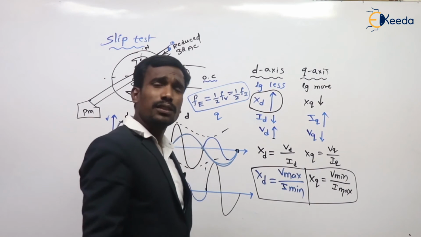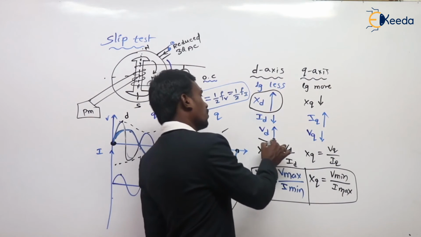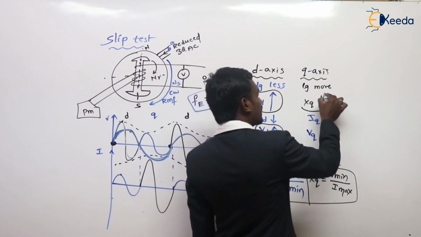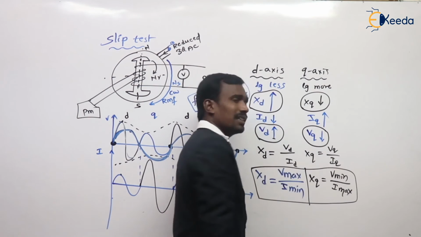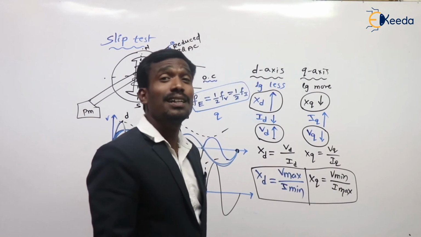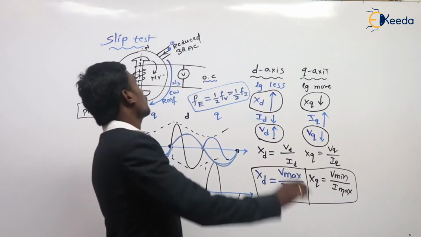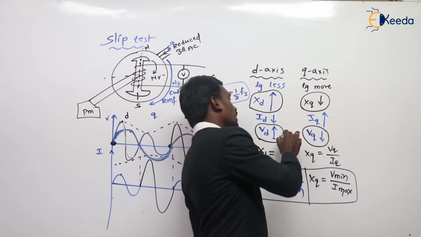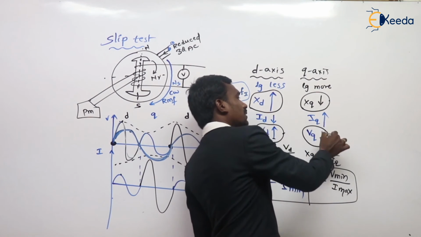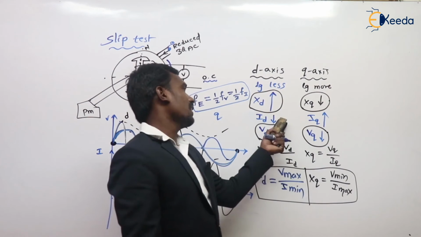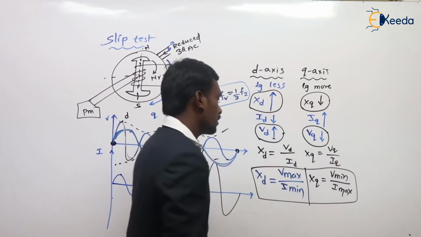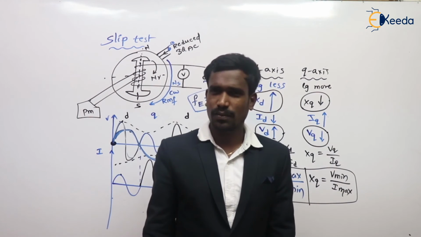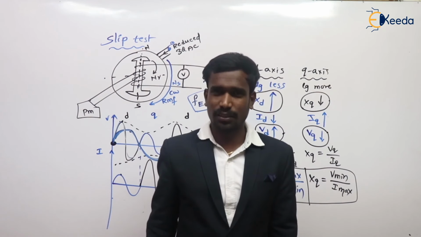When the reactance value is more, the voltage drop is also more. When reactance is less, the voltage drop is less. This is the voltage drop across the armature; the voltmeter reads that voltage drop across the armature. And here the current is less and here the current is more. Based on that, we calculated the XD and XQ values. This is very simply the slip test.